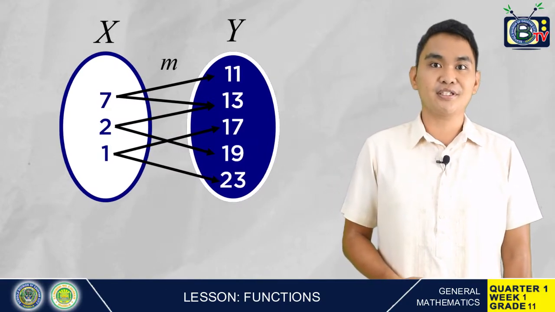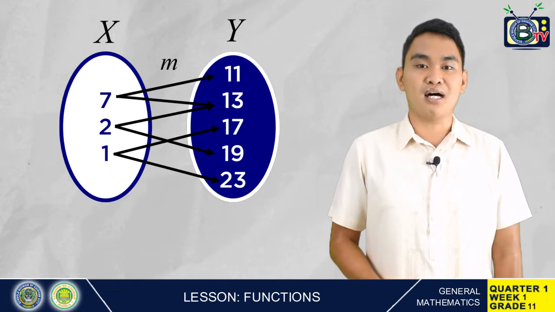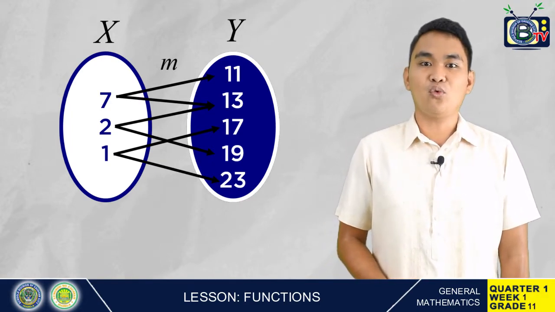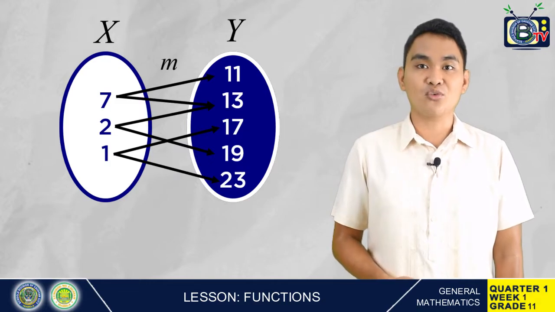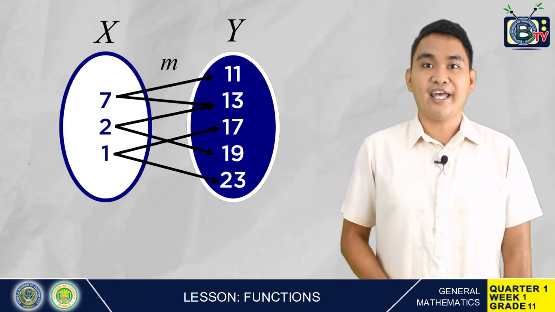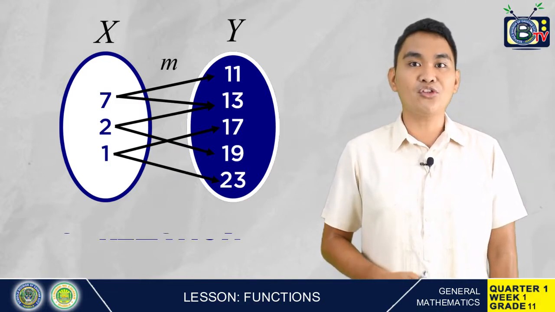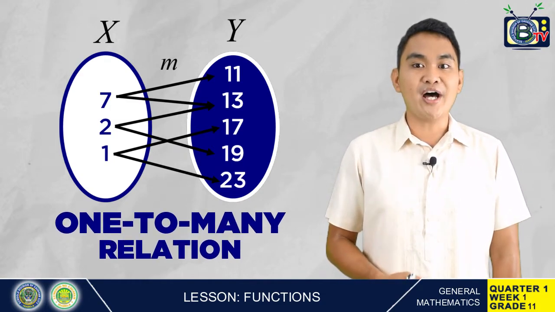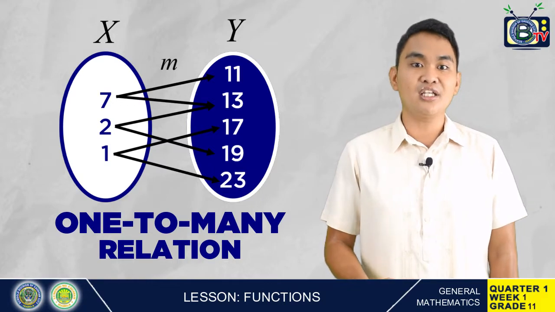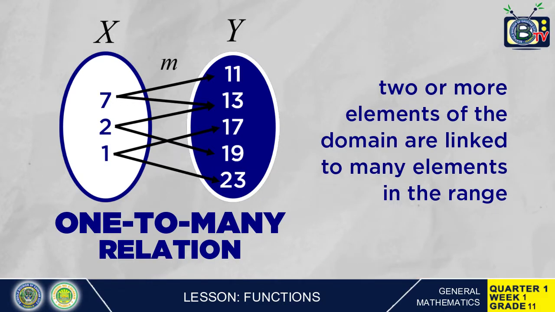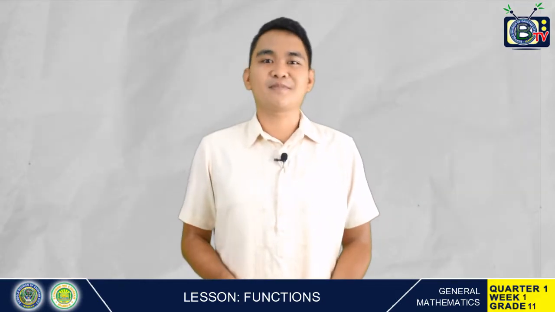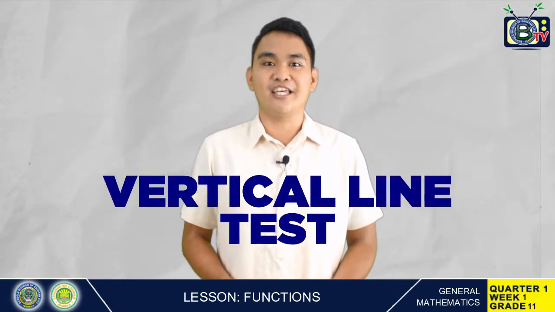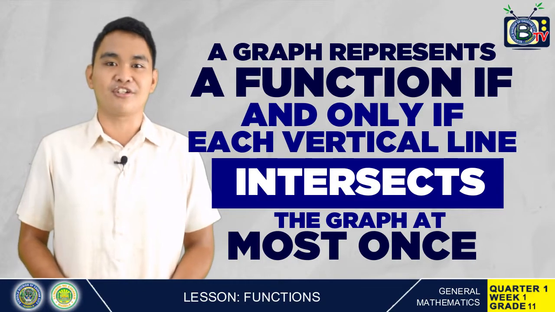For our last example, 7 is mapped to 13, and it is also mapped to 11. 2 is mapped to 13, and it is also mapped to 19. And 1 is mapped to 23 as well as to 17. This is classified as a one-to-many relation. It is not a function because one element such as 7, 2, and 1 is linked to many elements in the range.